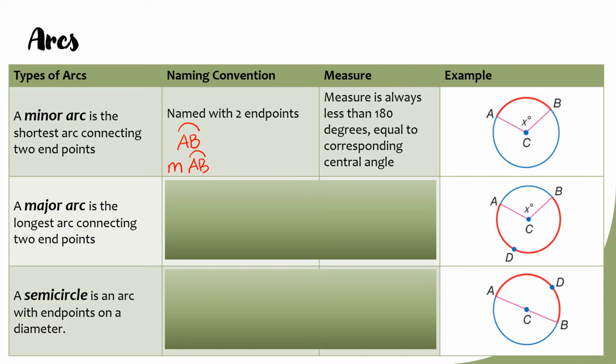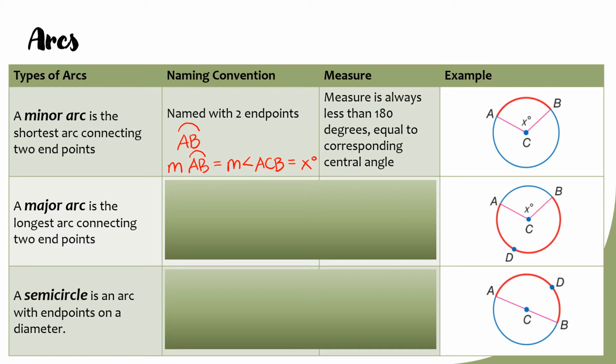Now the measure of a minor arc, first of all, is always less than 180 degrees. It's also always going to be equal to the corresponding central angle. So I might add over here, if I've written the measure of arc AB, it's going to be equal to the measure of angle ACB. That's the corresponding angle we see in our diagram on the right. And we're also given that angle is x degrees, so we would say the arc measures x degrees as well. So minor arc always less than 180 degrees.